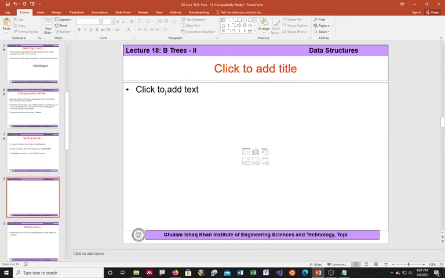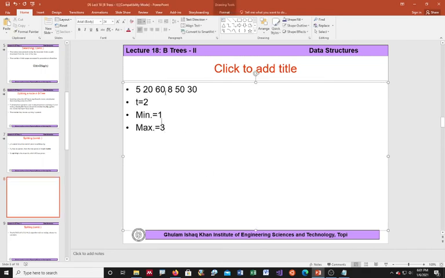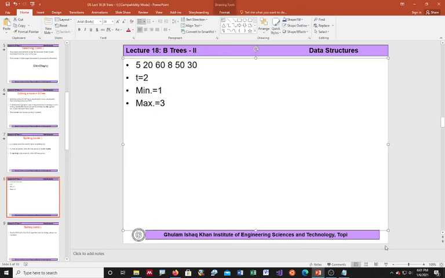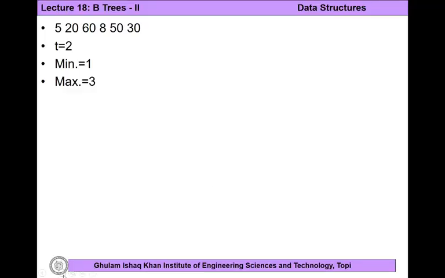Let's make it bigger. Now let us try to make a B tree. Initially we pick this 5 and we make a parent node here. Now I place 5 here, right? 5 is in. Then we pick 20. 20 is greater than 5, so I put a comma and place 20 here. Now 20 is also inserted.